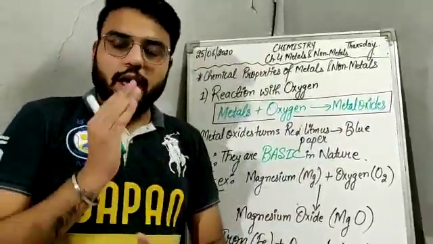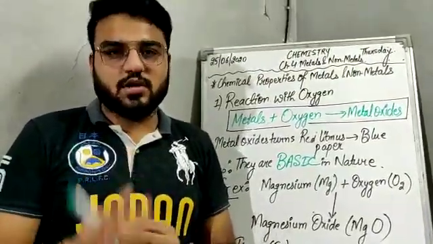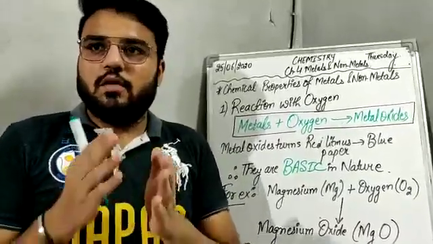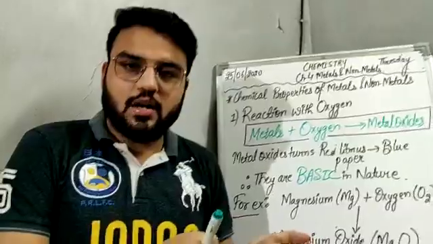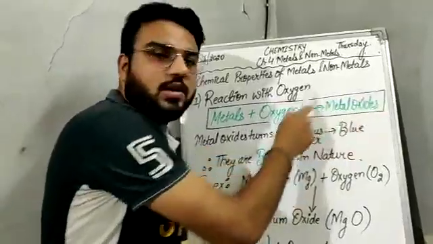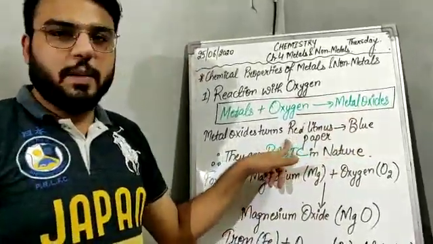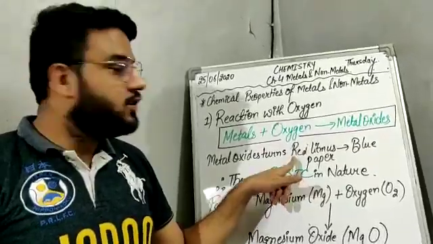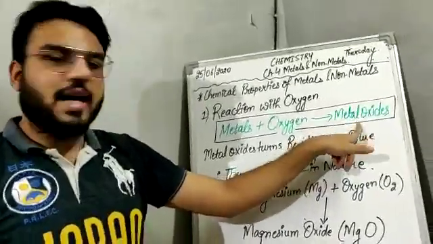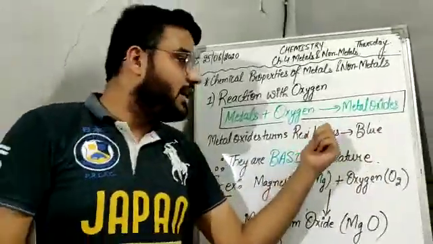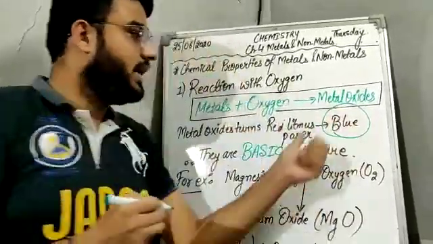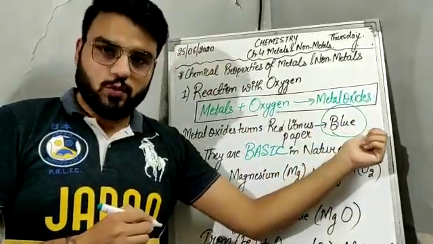Now, if we check the nature of these oxides, there are two kinds of behavior. One is they are acidic, another one is they are basic. So when we check the metal oxides with red litmus paper, you know about litmus paper? It is used to detect acidic and basic nature. So when metal oxides are checked with red litmus paper, they turn red litmus paper into blue.